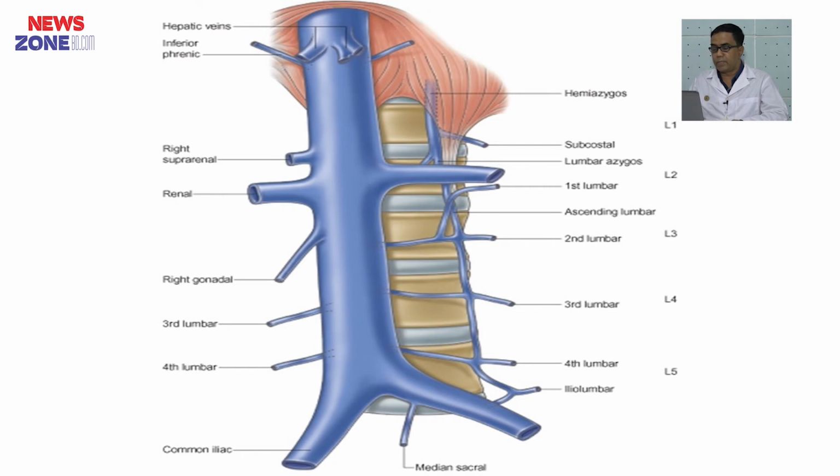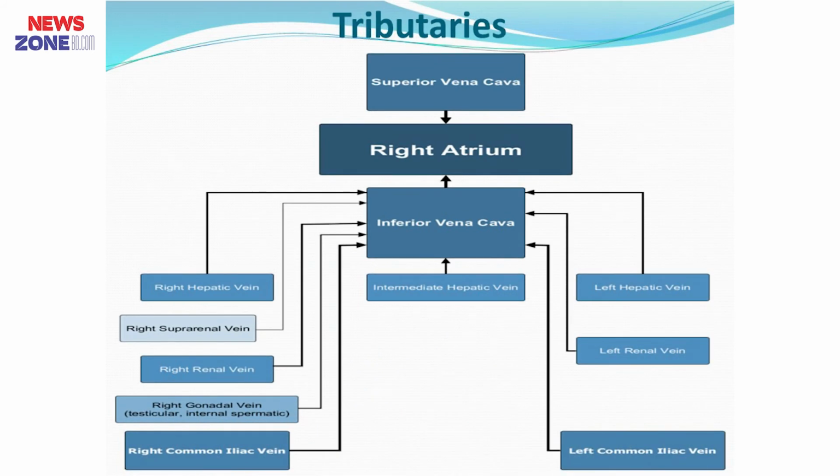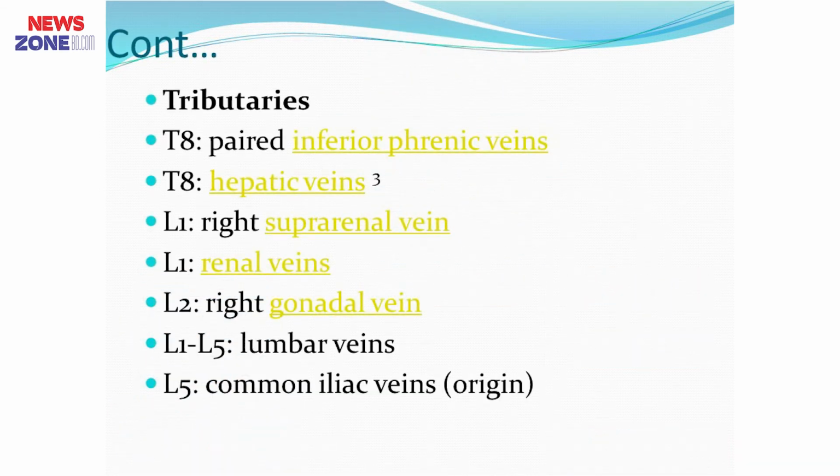Now, area of drainage. The inferior vena cava is formed by the joining of left and right common iliac veins and brings collected blood to the right atrium of the heart. These are the tributaries. Superior vena cava, then right atrium, inferior vena cava. First, the paired inferior phrenic veins, then hepatic veins, suprarenal vein, renal veins, gonadal vein, lumbar veins and common iliac veins. These are the tributaries of the inferior vena cava.